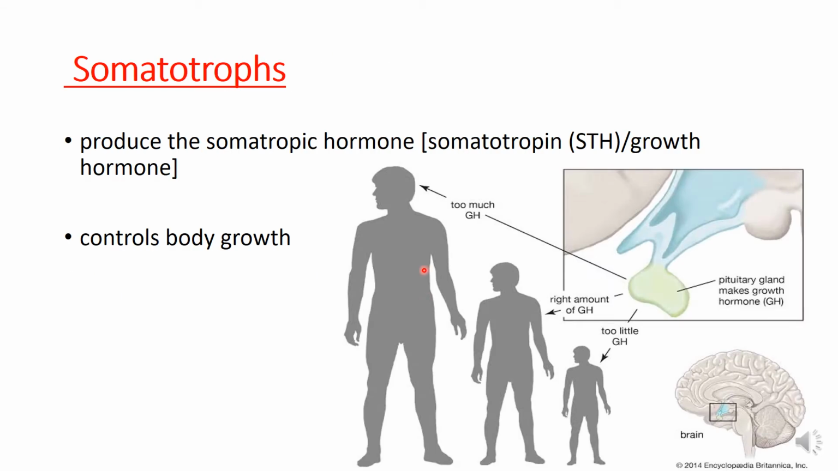The somatotrophs produce somatotropic hormone or the somatotropin or the growth hormone. As the name suggests, growth hormone controls the body growth. So as you can see here, with the right amount of growth hormone you will have the normal stage. If there is too much growth hormone you will have gigantism, and if there is too little growth hormone you will have dwarfism. Okay. So that is somatotrophs. Somatotrophs release growth hormone.